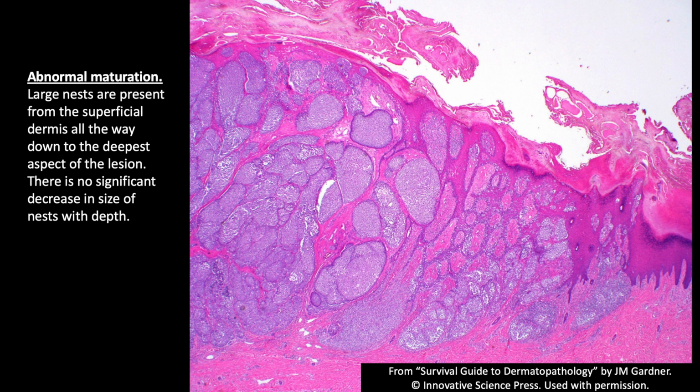Normally, melanocytes get smaller and more spaced out and dispersed into small nests and single cells the deeper you go in a nevus. So in a benign nevus, that's the normal, what we call maturation pattern. Melanomas tend to have big cells and big nests even down at the bottom.